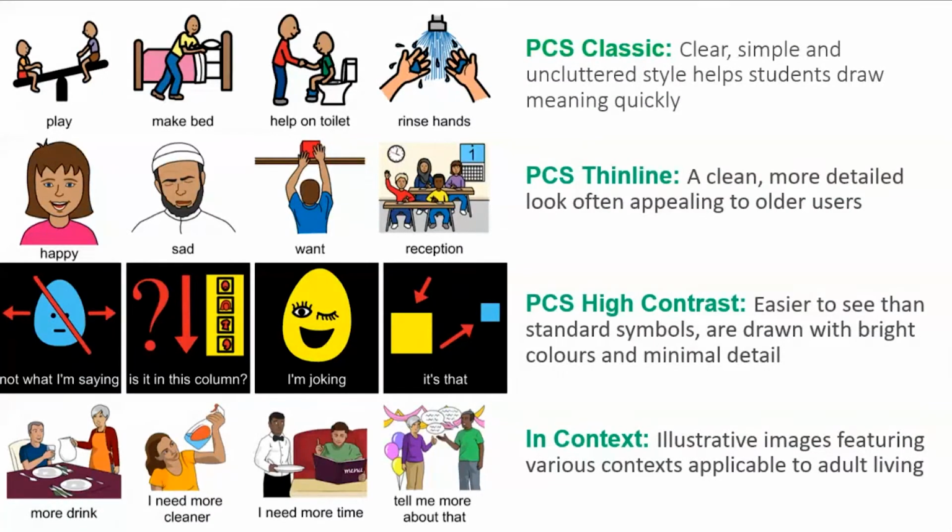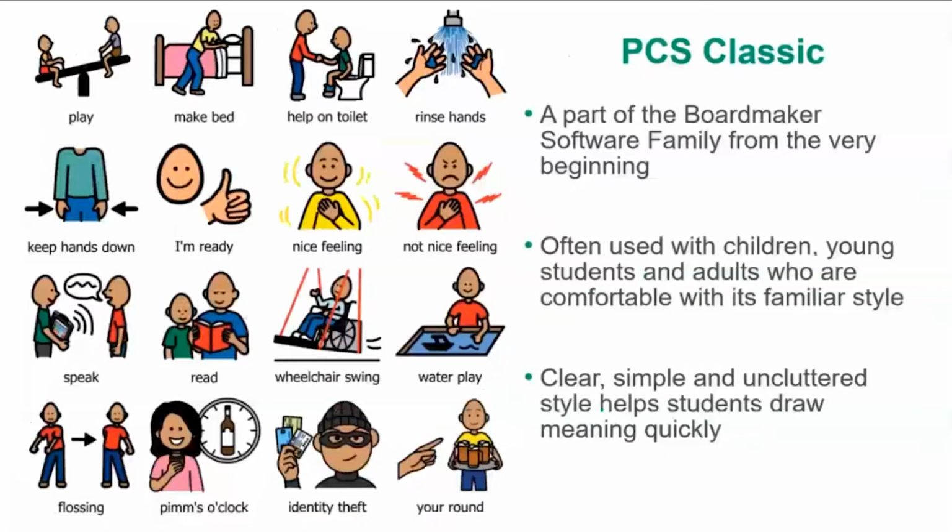So there are four major types of the symbols. There's PCS Classic, PCS Thin Line, PCS High Contrast, and In Context. So we'll look a little bit closer at those. PCS Classic were the original symbols created by Roxy Meyer, and we lovingly refer to them as eggheads. It's part of the Boardmaker software family from the very beginning, often used with children, young students, and adults who are comfortable with its familiar style. Their clear, simple, and uncluttered style helps students draw meaning quickly.